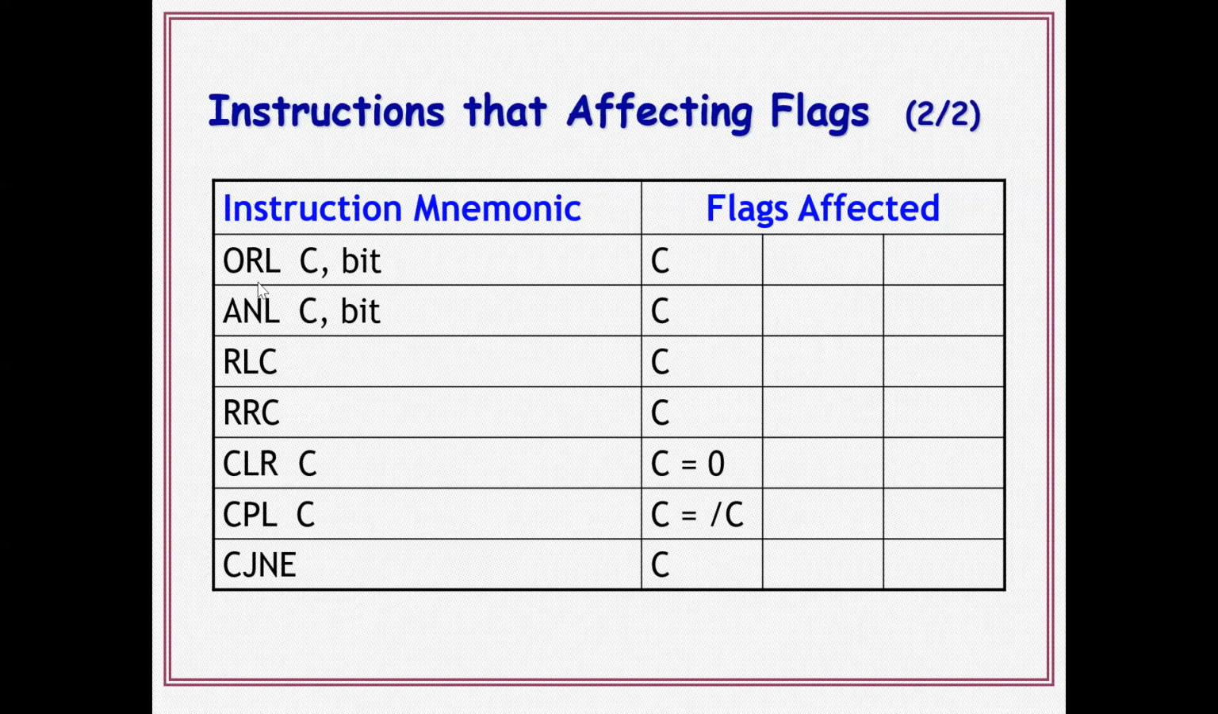The OR operation, ORL C comma bit, there is a possibility for carry set. The AND operation, possibility for carry set. Rotate left through carry, here also carry may be set. Rotate right with carry, here also there is a possibility for carry set. Clear carry, in this case carry equals 0. CPL indicates complement carry, so carry is complemented. CJNE, compare and jump if not equal, in this case also carry is checked.